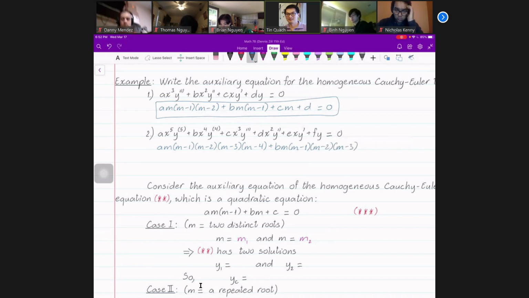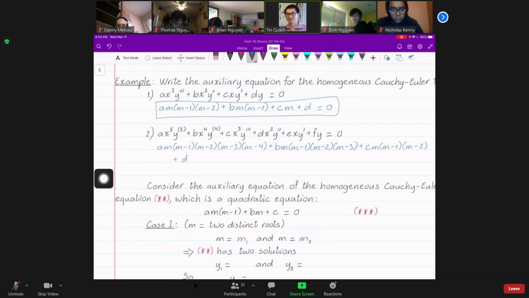And then the third term, for the third derivative, you have c times m times m minus 1 times m minus 2. So we run out of room, so we go down here, say plus. And how about the y double prime, which is d times m times m minus 1.